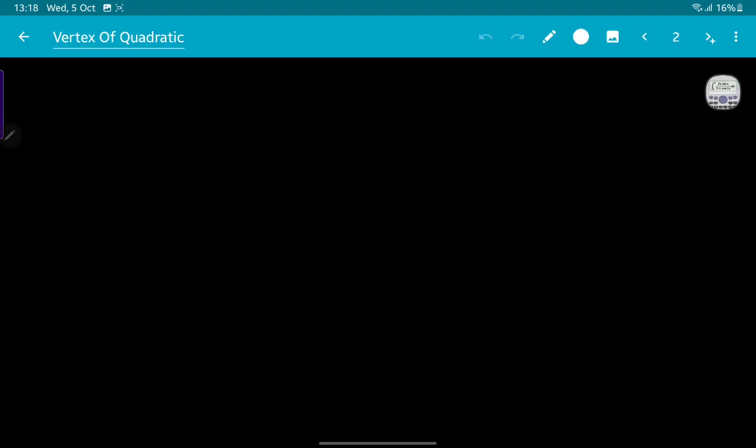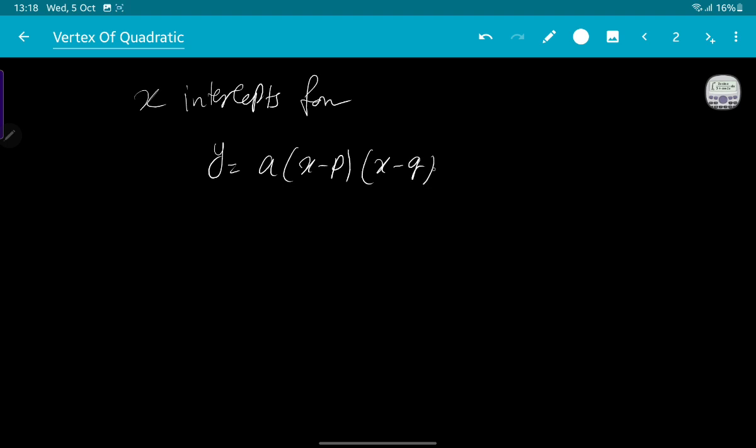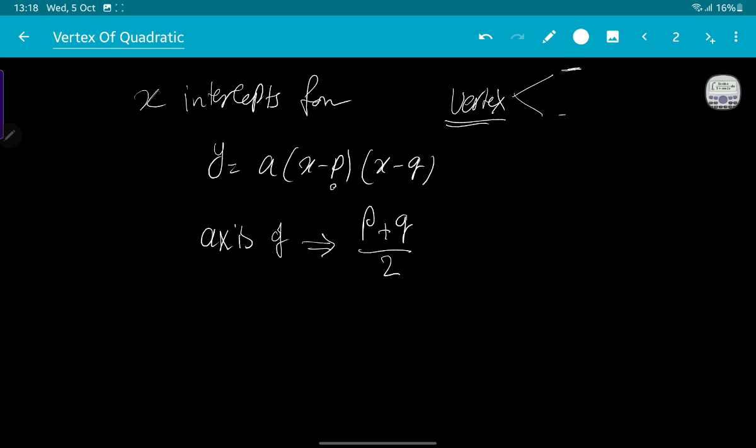And so on. Then the last form is called the x-intercept form. It takes the form y equals a(x minus p)(x minus q). I need you to remember what the question is: find the vertex. The vertex is the axis of symmetry and the minimum or maximum. For the axis of symmetry, here we will use the following method: p plus q over 2.